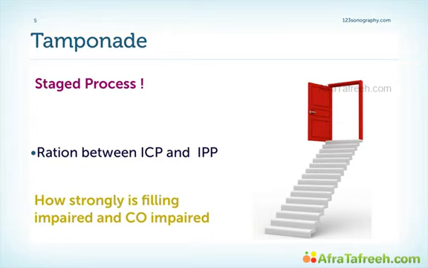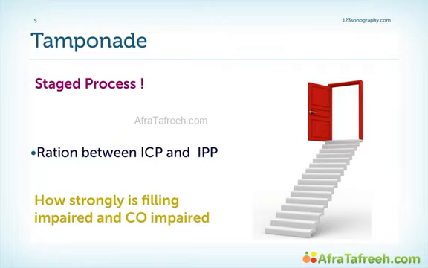To truly understand the echocardiographic features of tamponade, you have to understand that tamponade is not an all-or-nothing phenomenon, but that it is a staged process. In other words, we will have mild forms and full-blown forms which are a medical emergency. Largely, the degree of tamponade is determined by the ratio between intracardiac pressure in the ventricles and intrapericardial pressure determined by the pressure caused by the fluid accumulation.